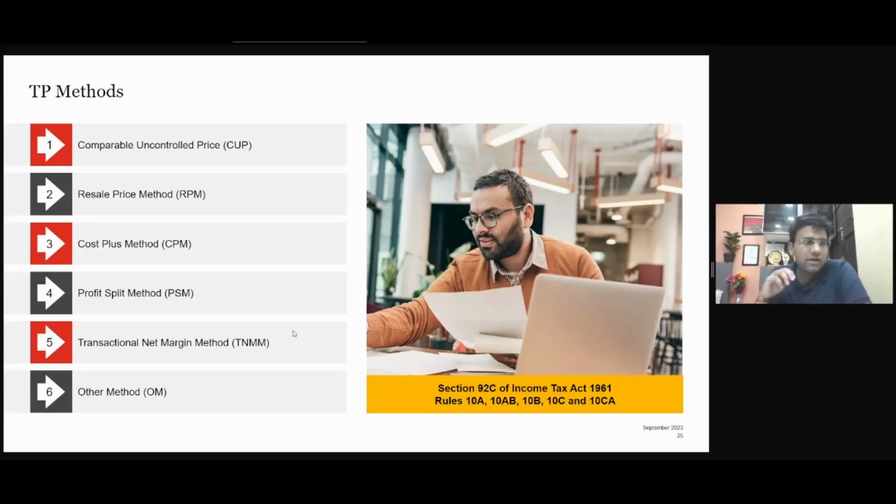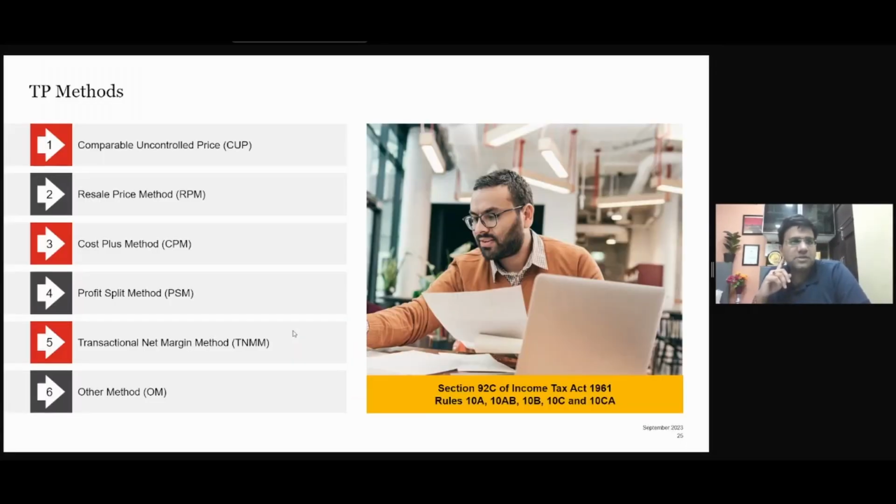Then, if none of these other methods work, we arrive at the other method. Say, if there is a sale of shares, and those are backed up by a valuation report, or there is just a reimbursement of expenses. Again, this is a pure case of reimbursement, no margin required. All this comes under the category of other method.